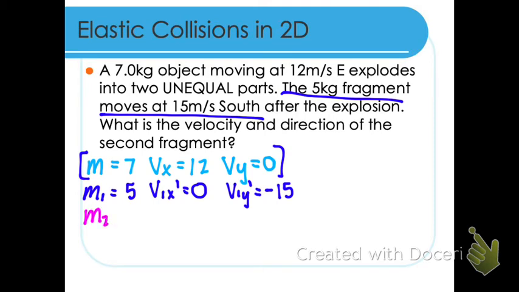My second object has to have a mass of 2, right? Why would it have a mass of 2? These two have to add up together to the total, right? So that means after the collision, my 2 kilogram piece, we don't know what happened to it. So that's going to be like our question mark.